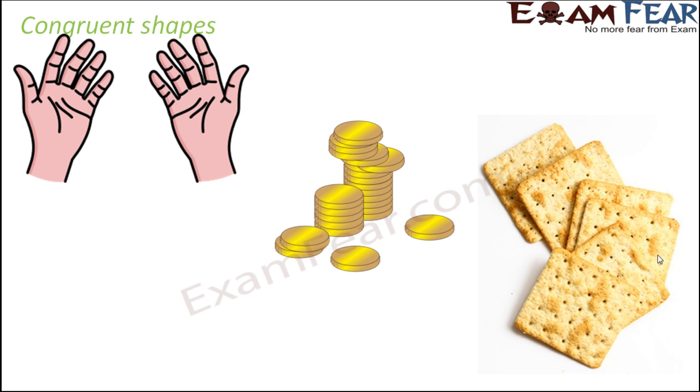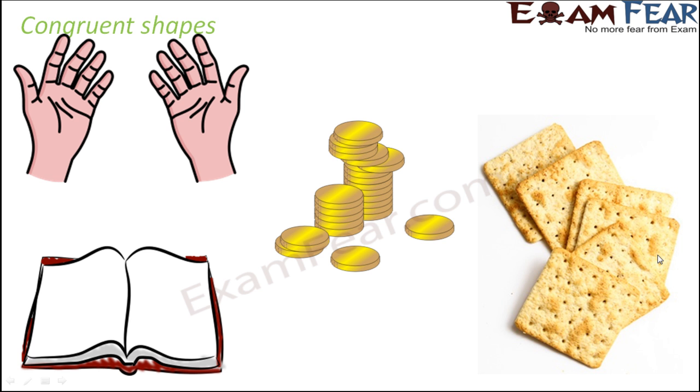Think of coins of the same denomination. For example, if you pick up 1 rupee coins, all the 1 rupee coins will be of the same shape and same size, and therefore they would be congruent to each other. Think of the pages of the same book. One particular book will have multiple pages, and all of those pages will have the same size and shape. So the pages are congruent with each other. These are some examples of congruent shapes which we see around us.